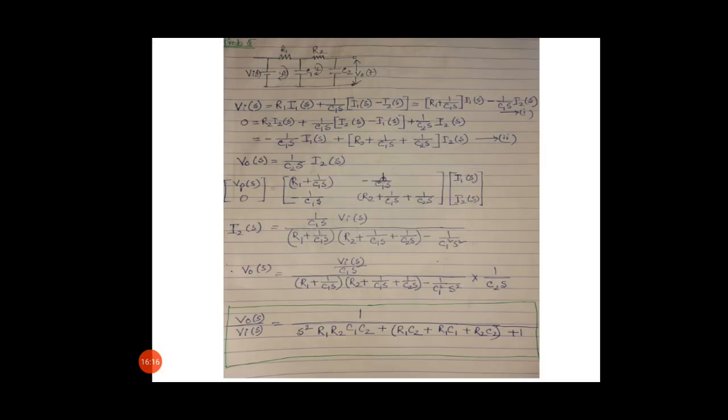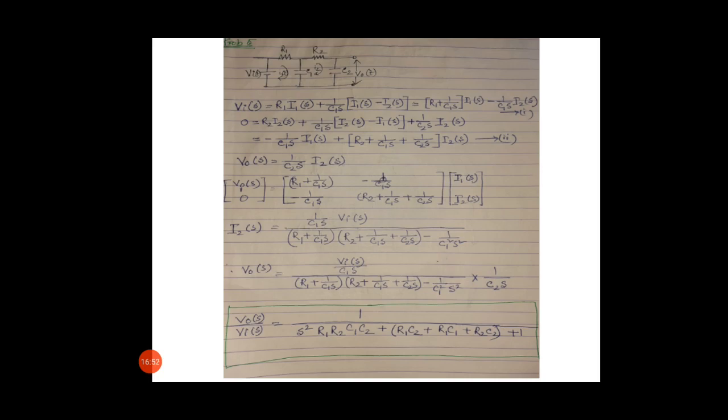Okay, next come to another example, and in this example also we consider two loops. From these two loops we find the differential equations. After the differential equations, to get the transfer function form we need to apply the Laplace transform again here.